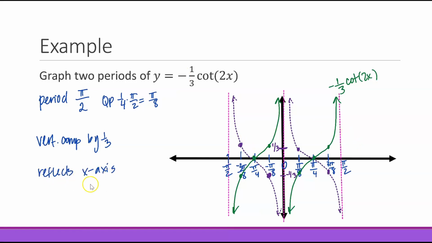I just want to quickly make sure and add that this did reflect over the x-axis, so we want to make sure and include that in our description.